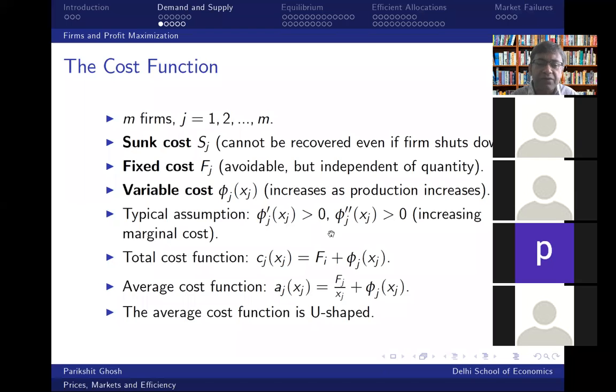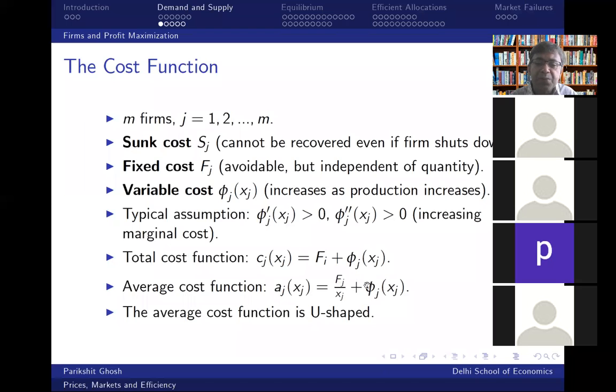Part of what you're saying will be captured in this slide right away. The total relevant cost, ignoring sunk costs, will have a fixed component and a variable cost component. Now, we can define average cost in the usual way: total cost divided by xj. And again, there's a typo here. This phi j should be divided by xj.